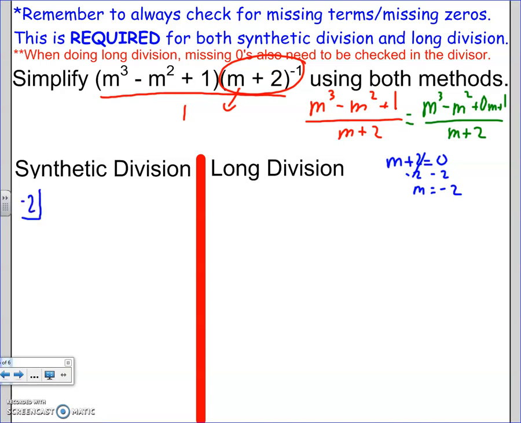Then I write the coefficients. In front of m cubed is a 1. In front of m squared is a -1. For m to the first power is a 0. Zeros are important. Then the constant is 1. Draw the line. Do the process.